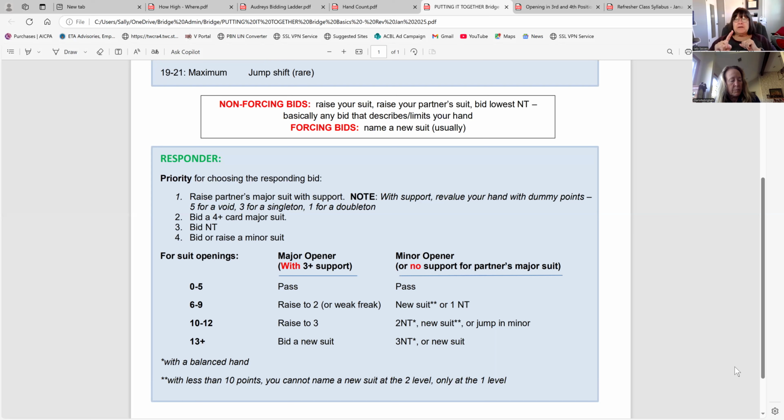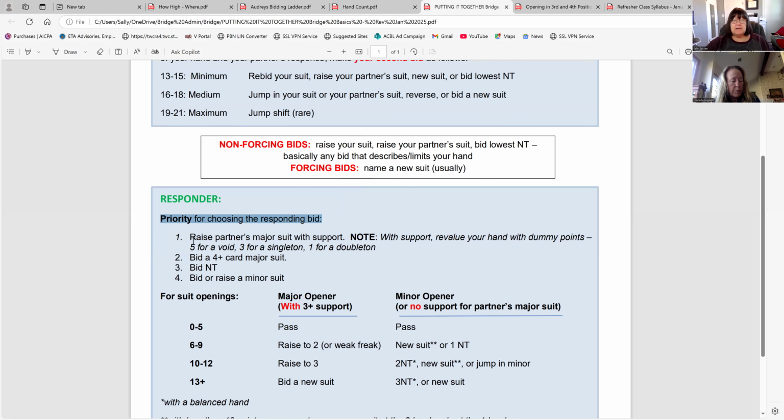The first thing we need to think about are the overall priorities. How we decide what we're going to bid when our partner has opened something. And we need to think about the priorities for bidding when our partner has opened and we're responding. We've got a hand. What do we do with it? How do we go? Well, our first idea is that we want to raise partner's major suit if we have support for partner's major suit. He's bid a major suit. We've got support. That's our first priority, is to bid that.